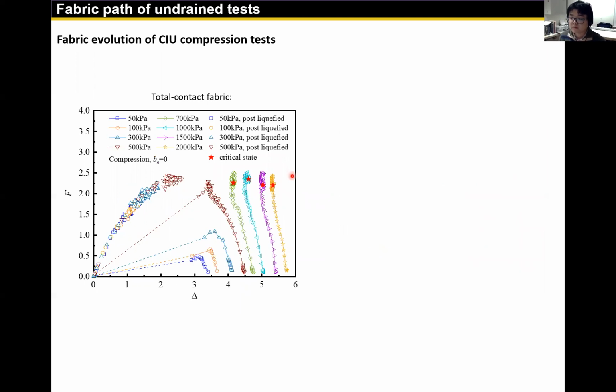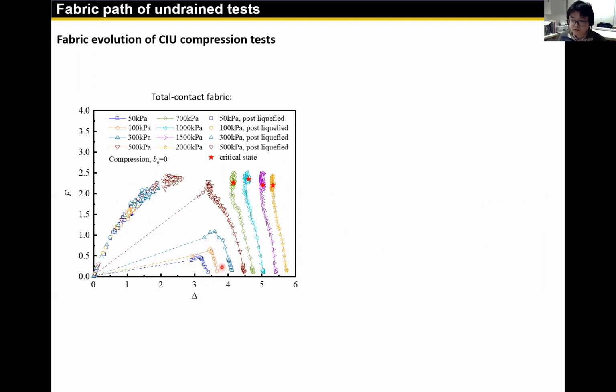This is the fabric evolution of the undrained compression test. The x-axis is the coordination number, and the y-axis is the fabric anisotropy. Since all the specimens are isotropically consolidated, all of them start from a low F value, and their coordination number increases with the increase of confining pressure.